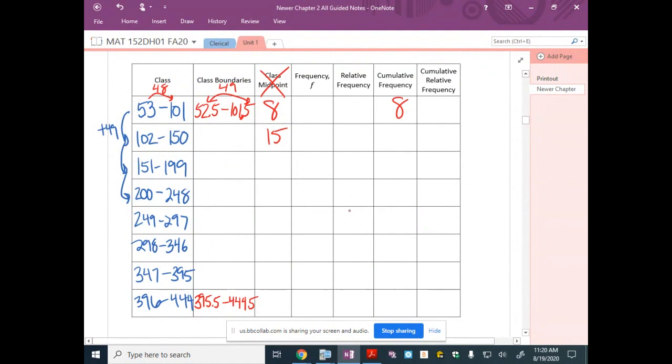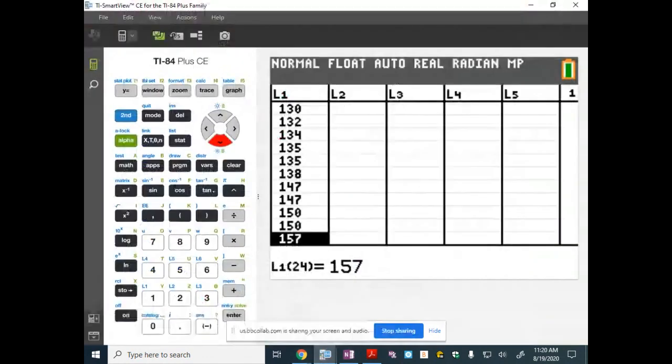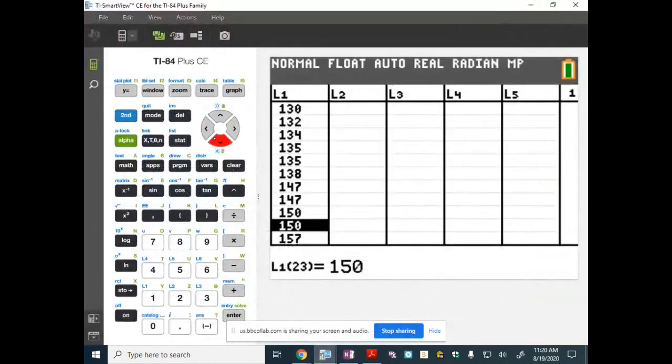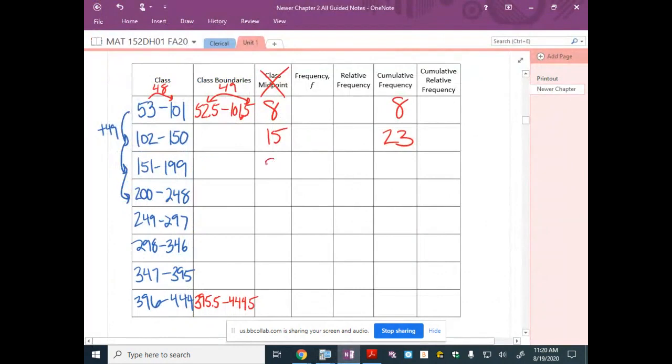So the cumulative frequency was 8 for that first one, and this one was 23. 151 to 199. 1, 2, 3, 4, 5, 6, 7, 8. 8. Cumulative frequency would be at 31.